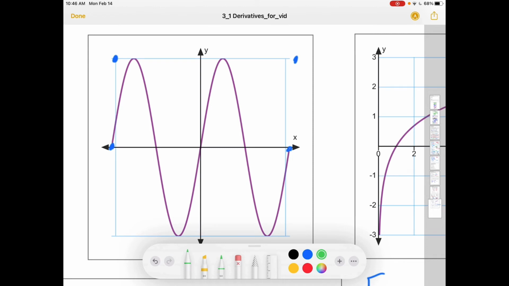Where is slope 0? Where are the turning points? Well, right here, right here, right here, and right here. So slope is 0 at those points. Maybe I'll do the actual points on the derivative in black.